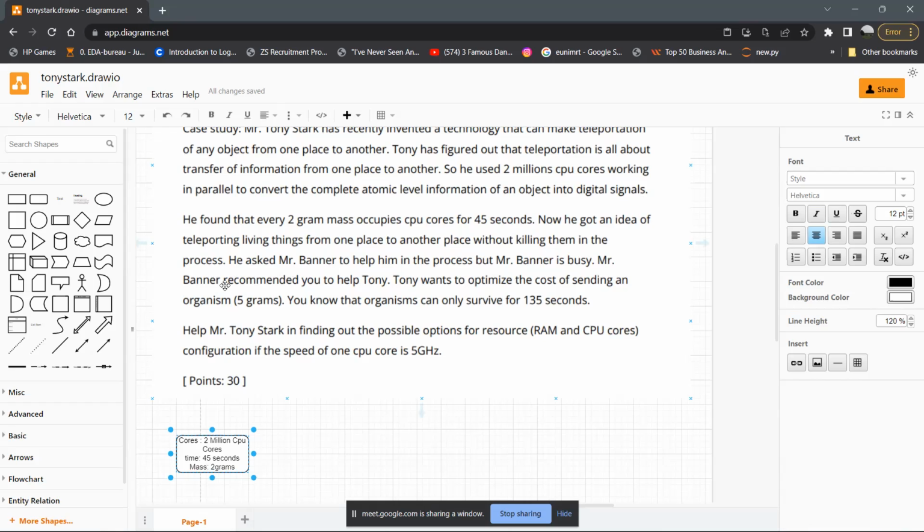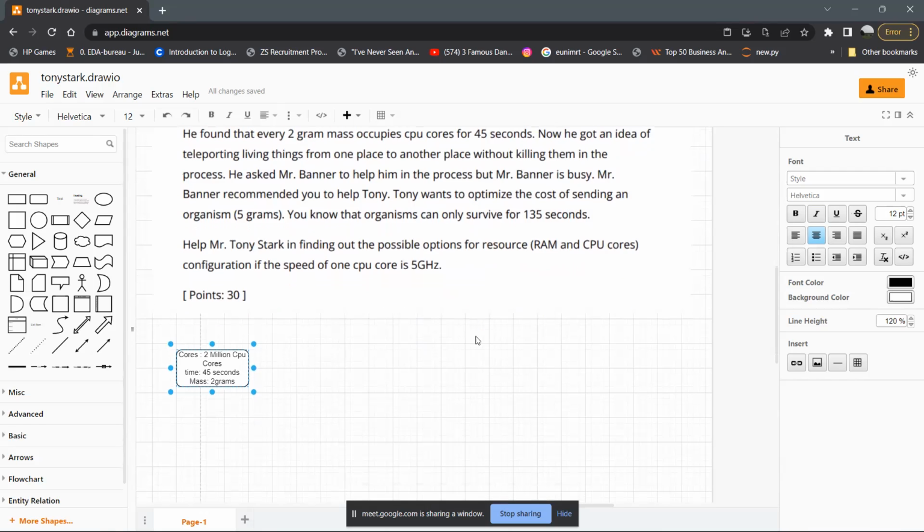Now he got an idea: teleporting living things from one place to another without killing them in the process. So he asked someone to help. They did not help. Now he wants to optimize the cost of sending an organism of 5 grams. Okay, you know that the organism can only survive for 135 seconds.